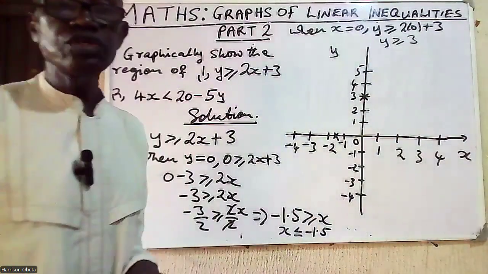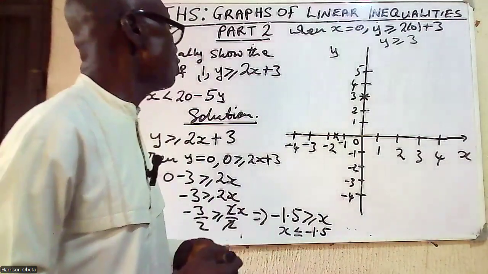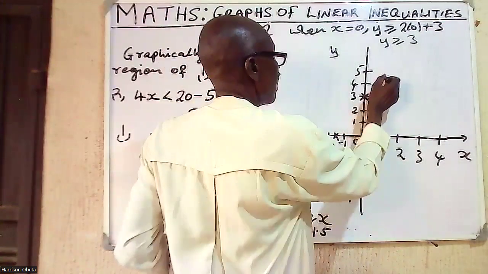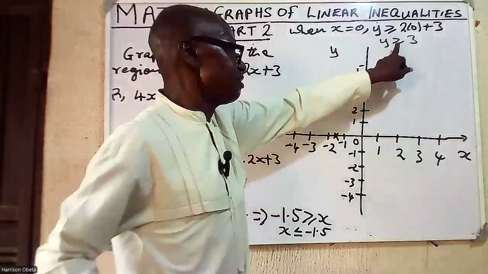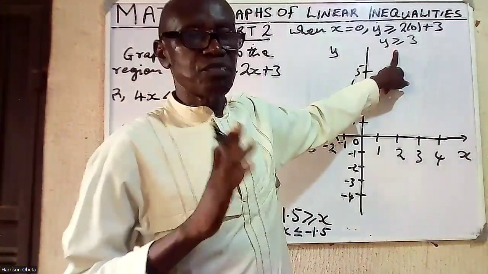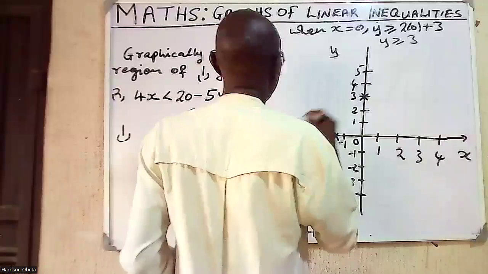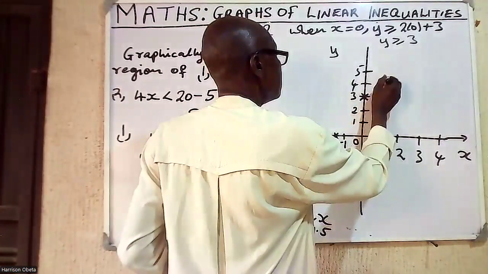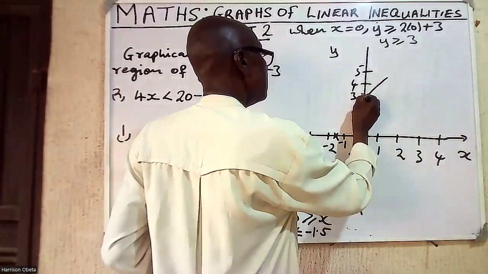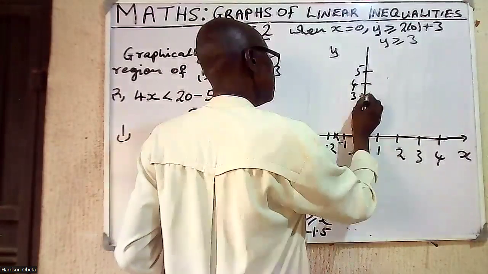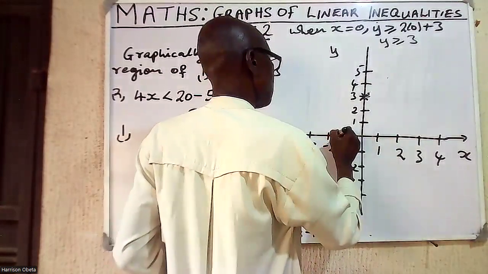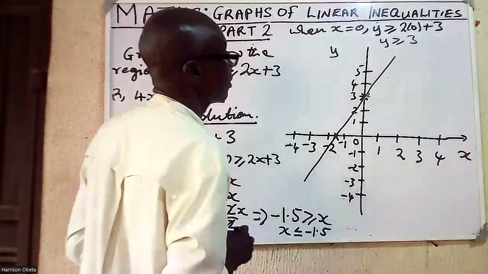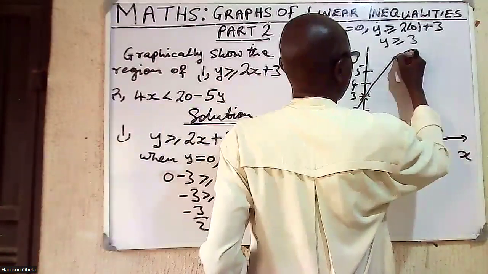So what we are going to do is to use our ruler and join the two points and then know where the values will be. So we have this. And remember, because it is greater than or equal to, it must be a thick line. So we connect. So that is our line.